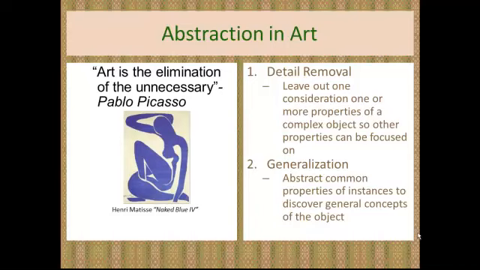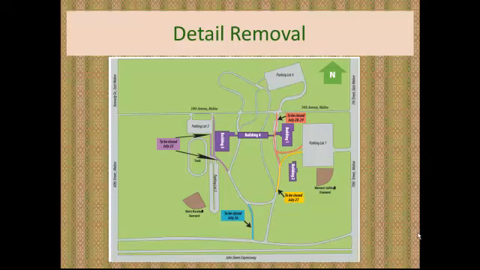Another thing about abstraction is this concept of generalization. For example, I like to see the properties that are in common. So I can see my dog, Tinkerbell, as an instance of a dog, because all dogs have some things in common.